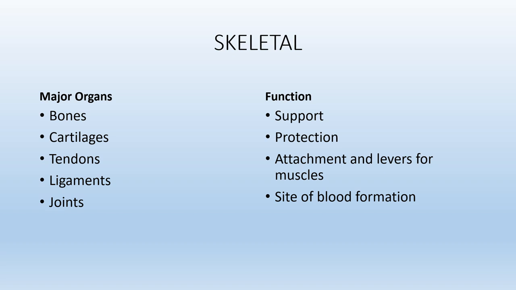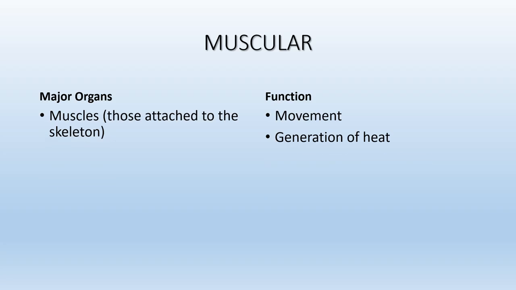The skeletal system contains the bones. It also has the cartilages and tendons and ligaments and involves the joints. The function is to support as well as to protect. It does provide a site for attachment for the muscles and acts as a lever for the muscles. It's also involved with formation of the blood.